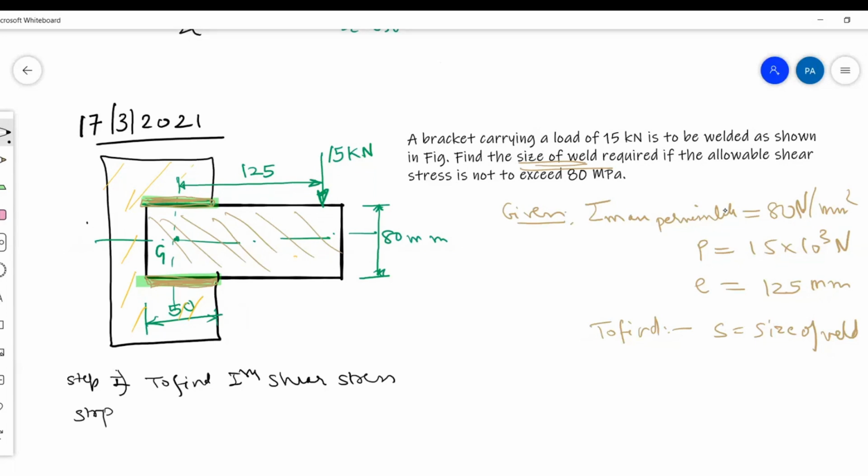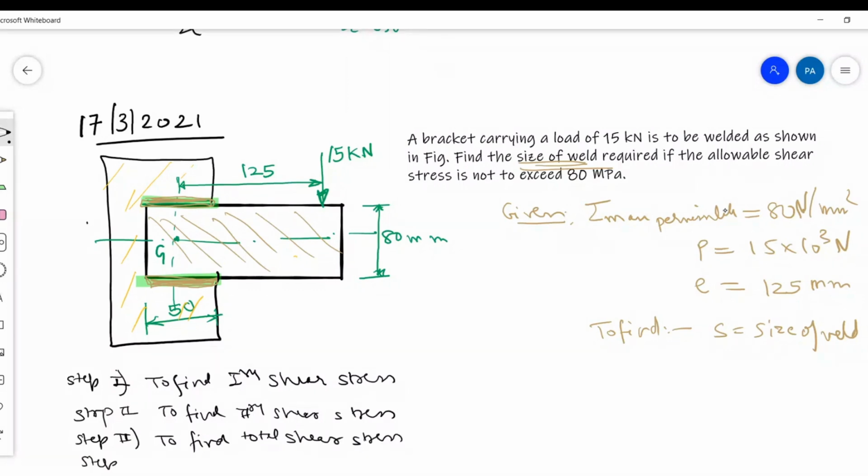Step 2 is to find the secondary shear stress. Then step 3 is to find the total shear stress. And step 4 is to find the size of weld. See how simple this sum is. You just have to find four things.